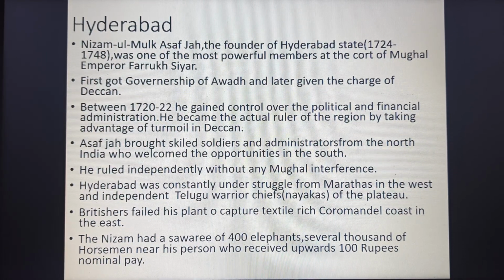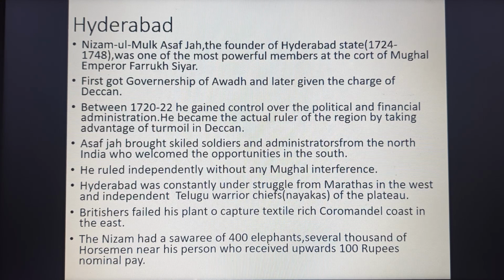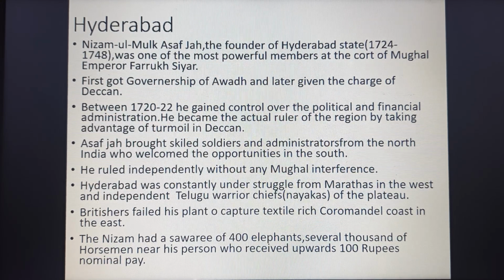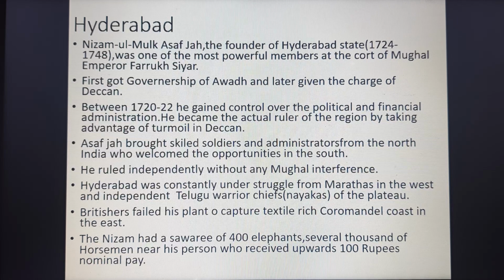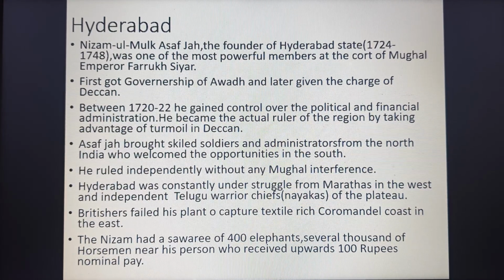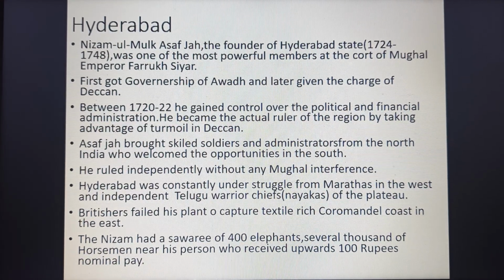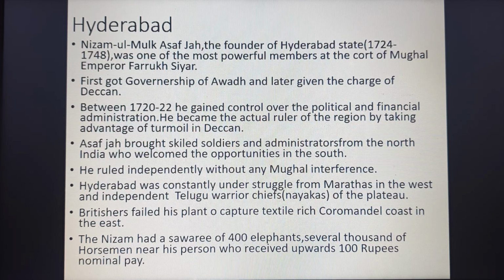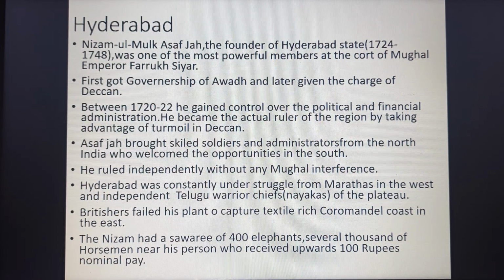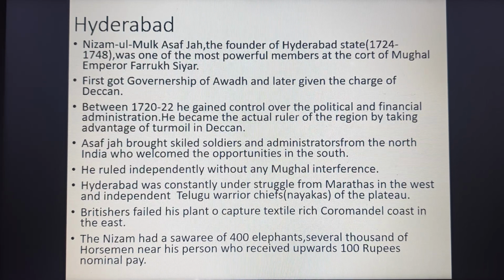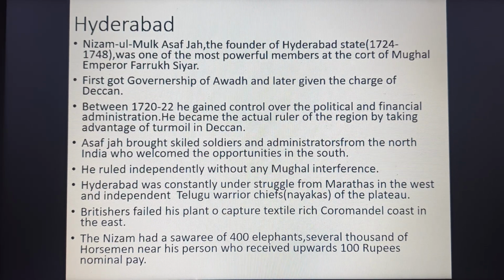Asaf Jah brought skilled soldiers and administrators from North India, who welcomed the opportunities in the south. The point is that in South India the people did not have good ruling capacity, so from North India he brought rulers and people who worked as administrators, and they ruled in such a manner that they were able to take control over South India properly. He ruled independently without any Mughal interference.